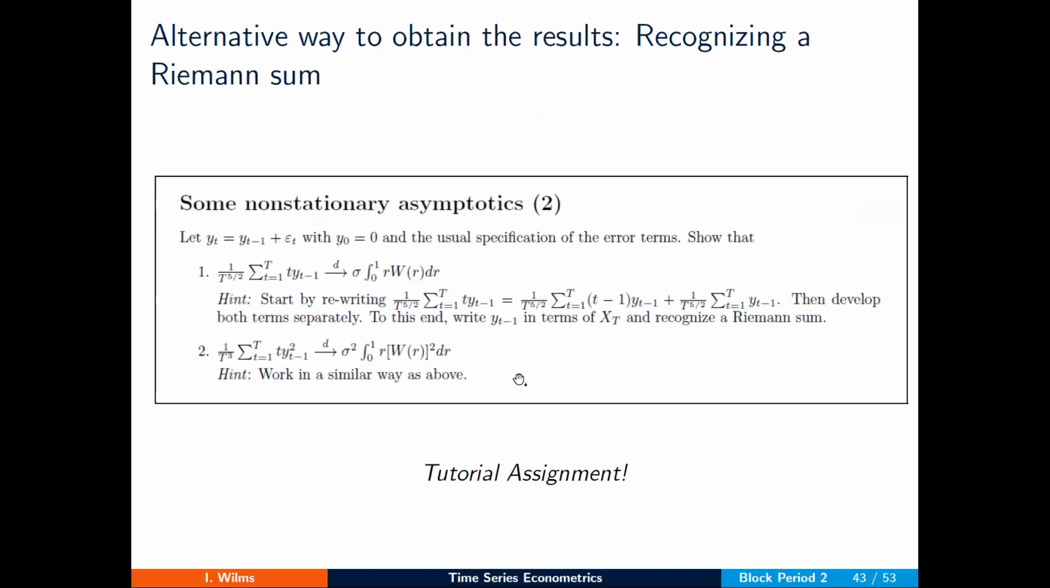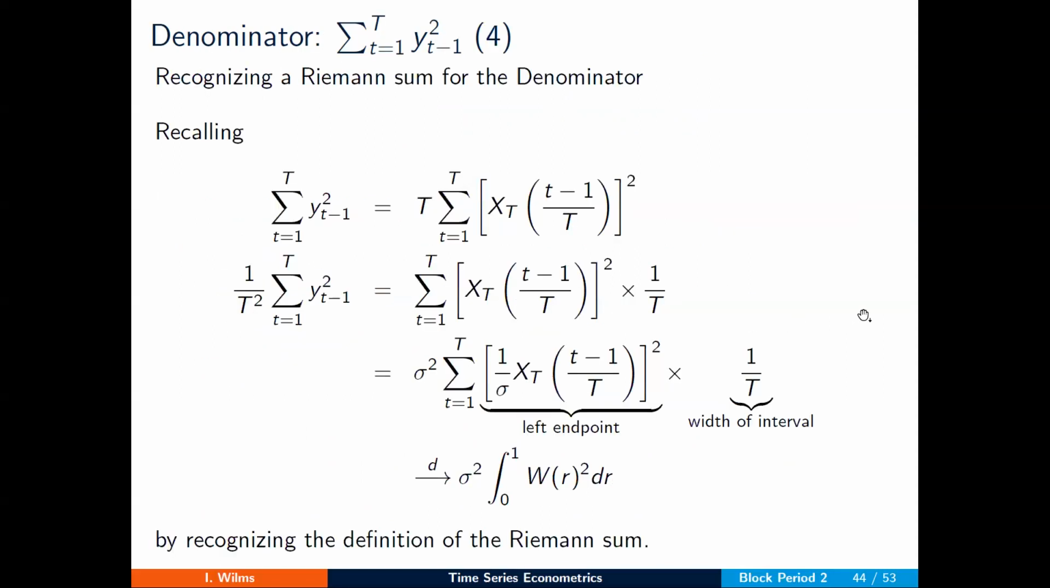Now in your tutorial, you will also look at an alternative, faster way to arrive at these solutions by recognizing a Riemann sum. And to get you started, I've put some initial hints here on this slide, which might be useful. So have a look at this slide to get you started on the assignment.